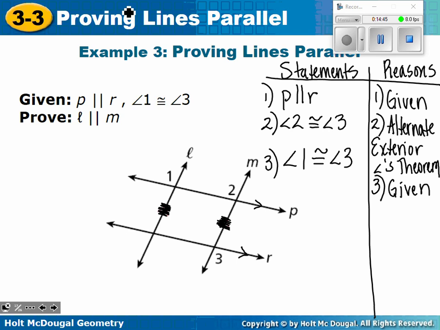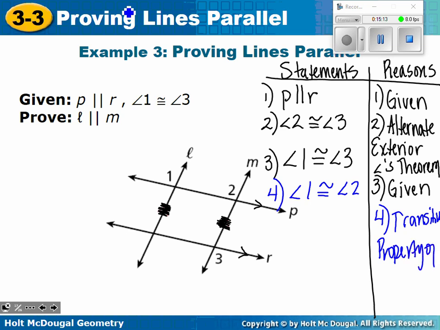Let's look at what we have here. Stop and look at what you've written down. 2 is congruent to 3. 3 is congruent to 1. Yes. So number 4, what could our statement be? 1 is congruent to 2. And the reason? Transitive property of congruence.